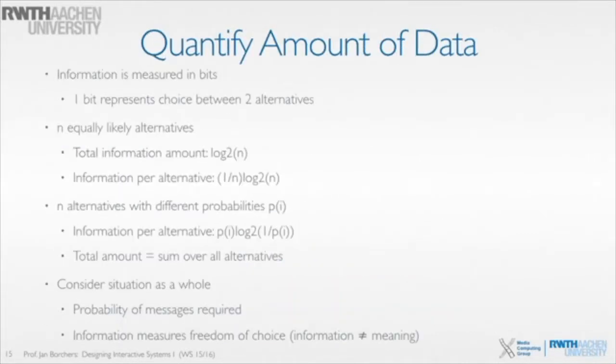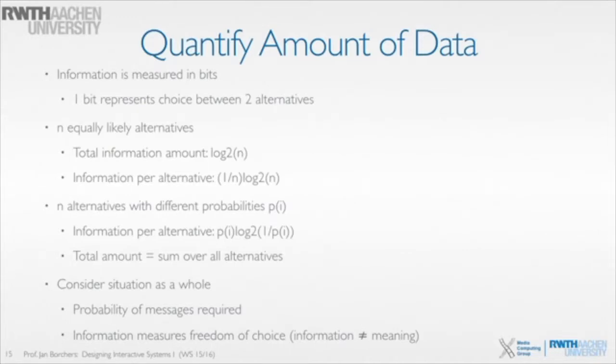When we quantify information, we measure it in bits. One bit, as we've talked about before, represents the choice between two alternatives. If we have n equally likely alternatives, the information amount of that message is measured in log 2 of n. That's the measurement in bits. So the information per alternative is log 2 of n divided by n.